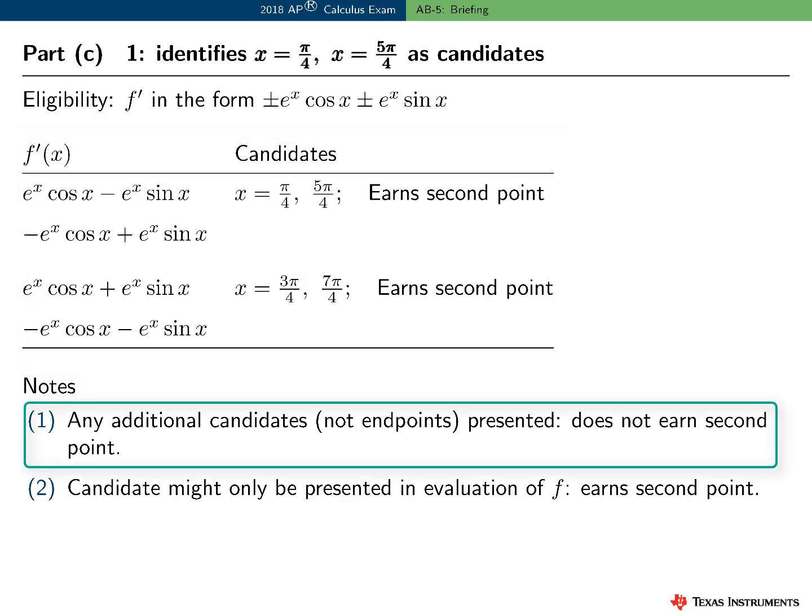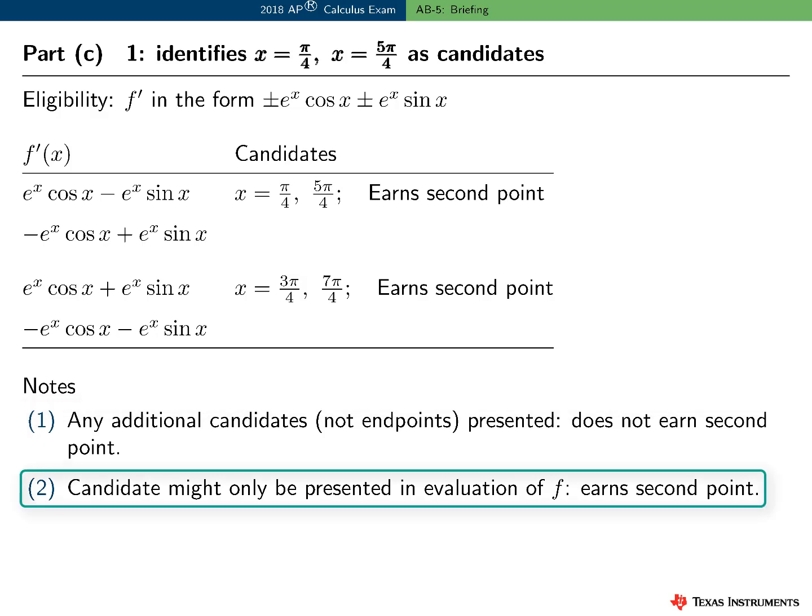Note that if the student presented additional x-coordinate candidates in the interior of the interval, they did not earn the second point. And candidates might only be presented in evaluations of the function f, and that's okay. The student can still earn the second point.